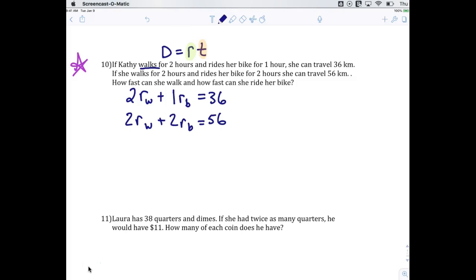Now it's just a matter of how do I solve this? What can I do? Addition. Yes. I'm going to multiply the top by negative 1. All right, so let's do that. I'm going to multiply the top by negative 1.